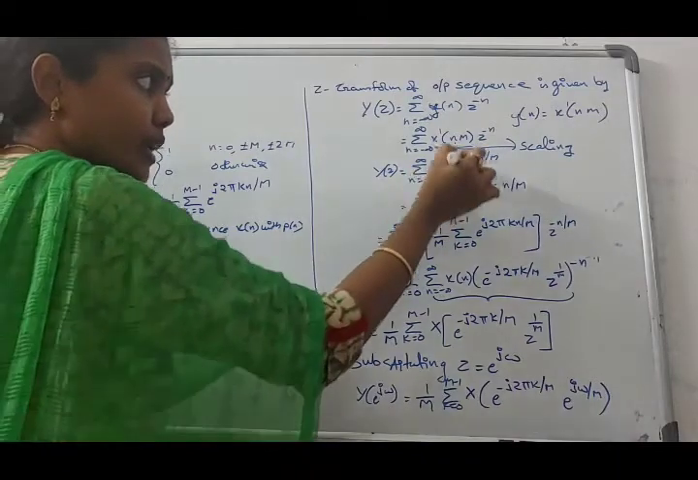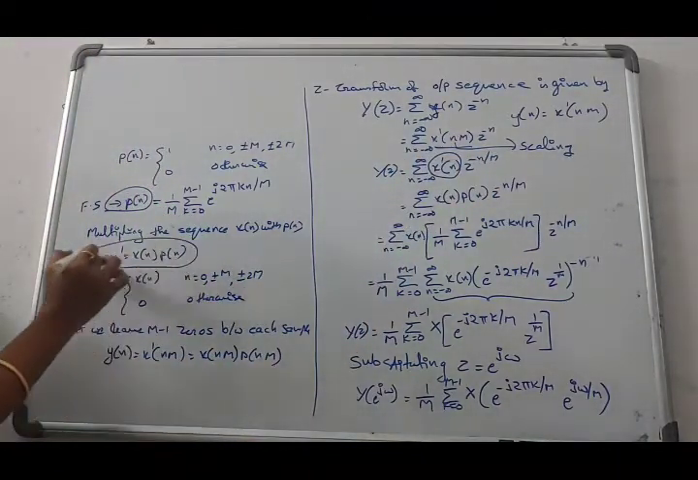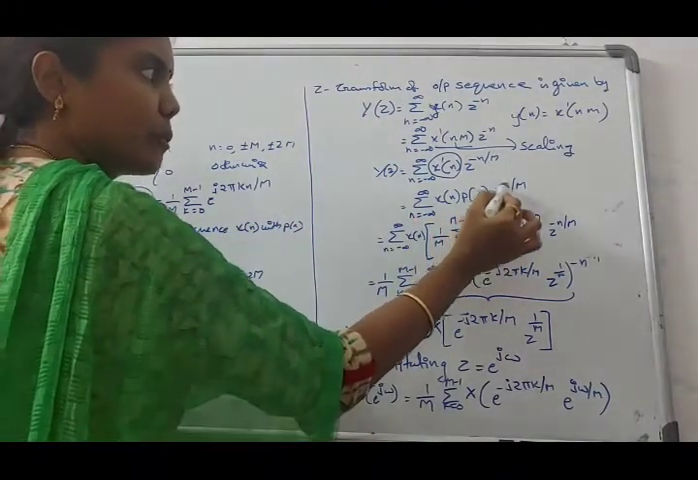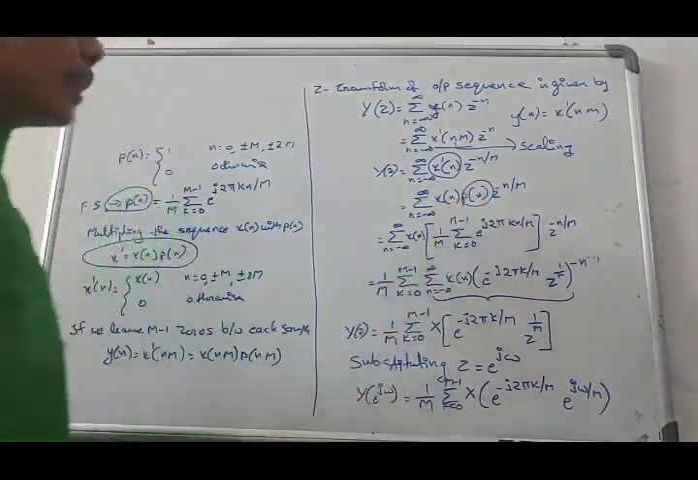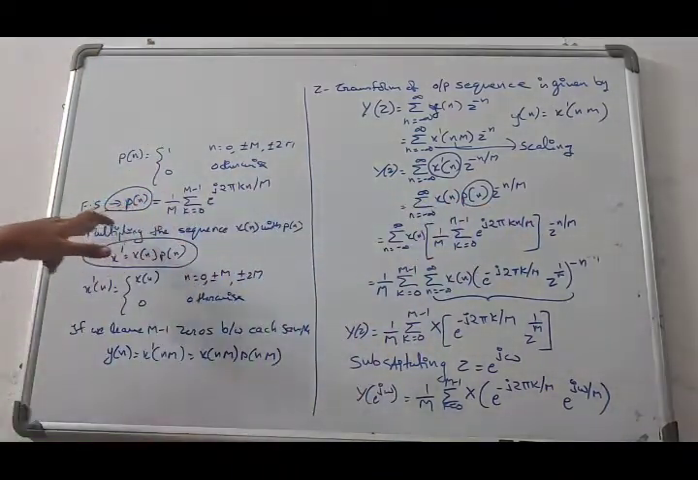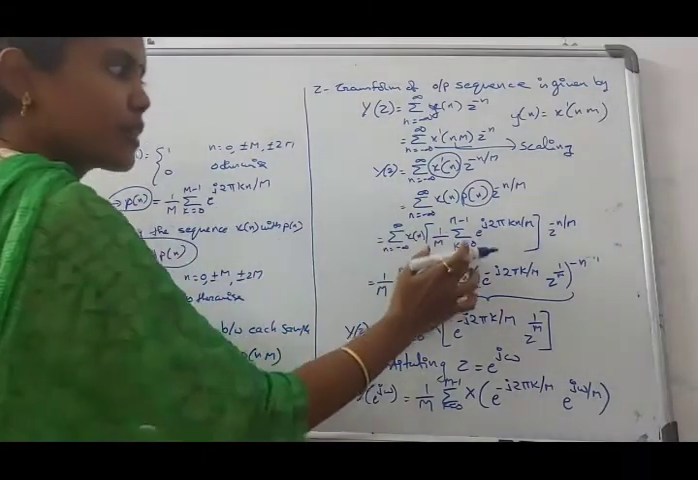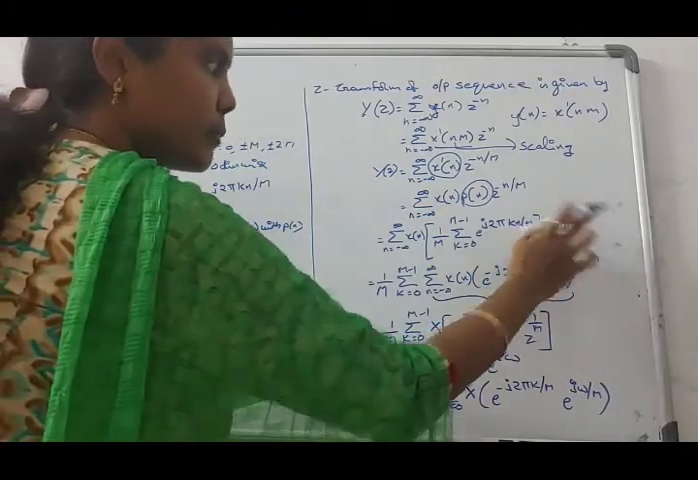Okay, so now what is x dash of n? X dash of n is equal to x of n into p of n into z power minus n by m. Now p of n. We have already written the Fourier series representation of p of n. Here 1 by m, k is equal to 0 to m minus 1, e power j 2 pi k n by m into z power minus n by m.